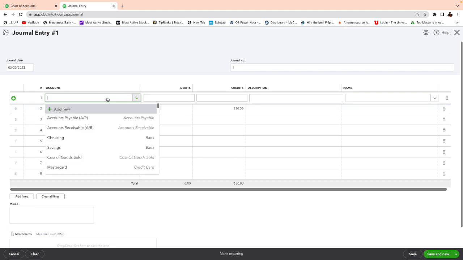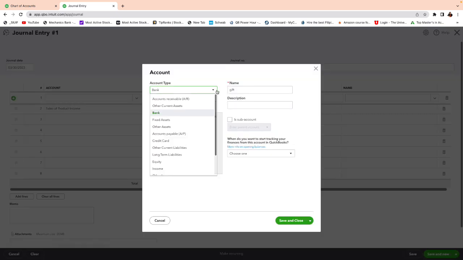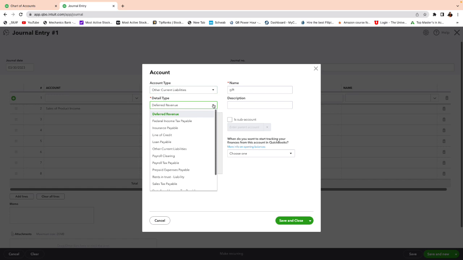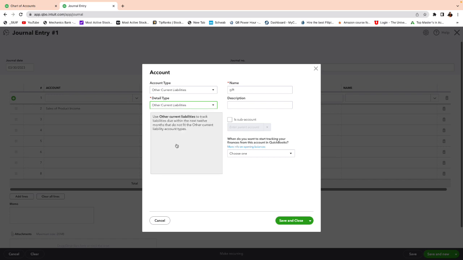Gift cards, like I said. So let's suppose that I sold a gift card. Well, this is a simple account, so we don't have gift cards. So I'm going to create the gift card account right from here. Like I said, it's an other current liability. Okay. And I'm going to call it gift card.